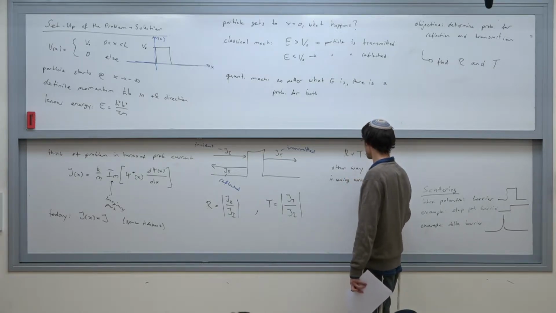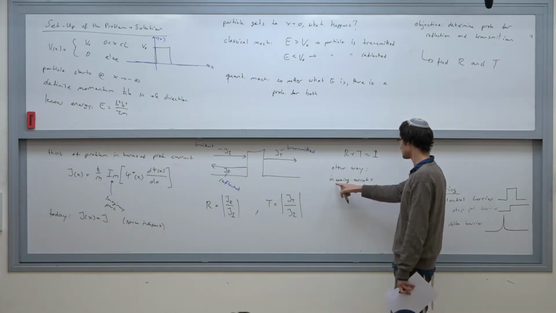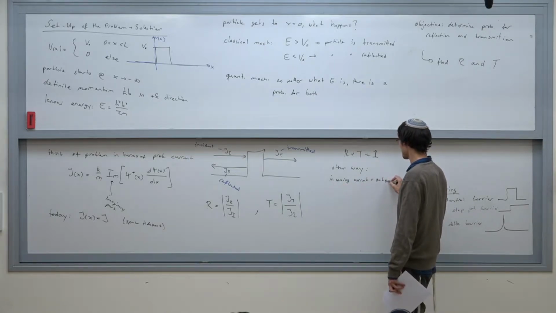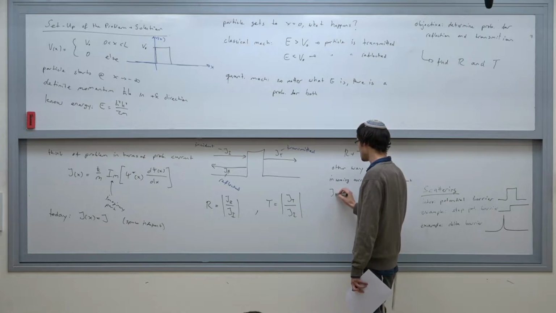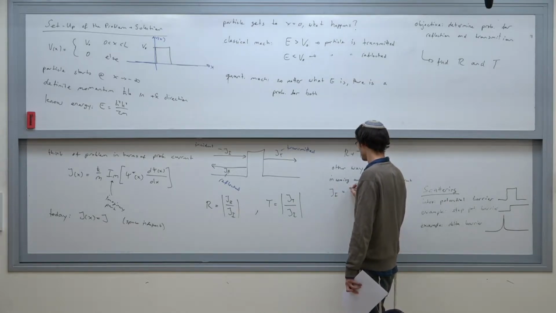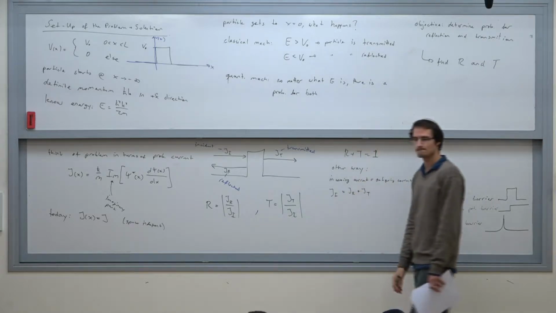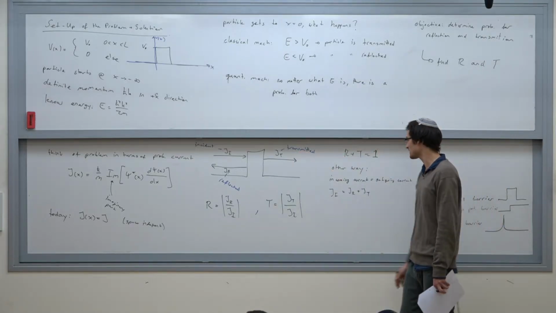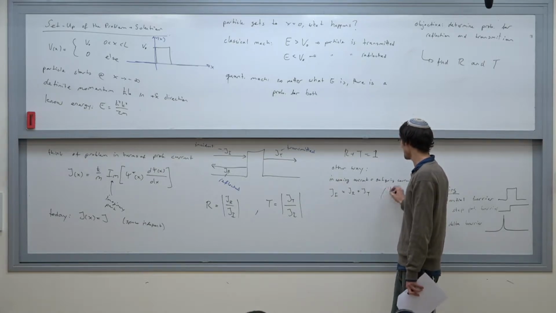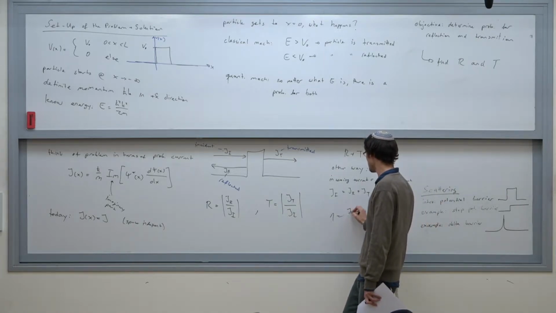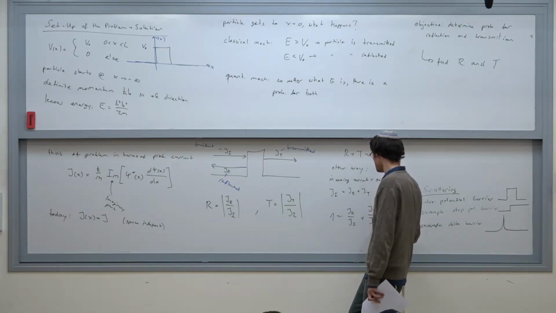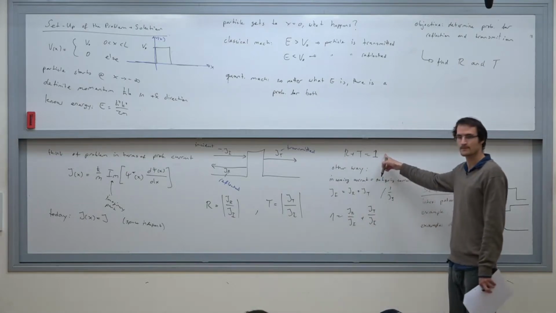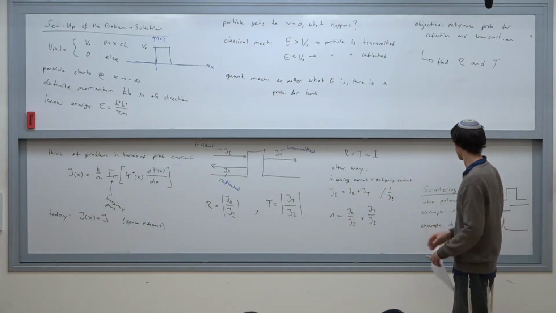People who have done circuit analysis know this very well. Incoming current equals outgoing current. So you must have that Ji equals Jr plus Jt. That's just by observing what's going on. If you now divide this by Ji, you'll get this relation: 1 equals Jr divided by Ji plus Jt divided by Ji. And that's just this relation. So it all makes sense.